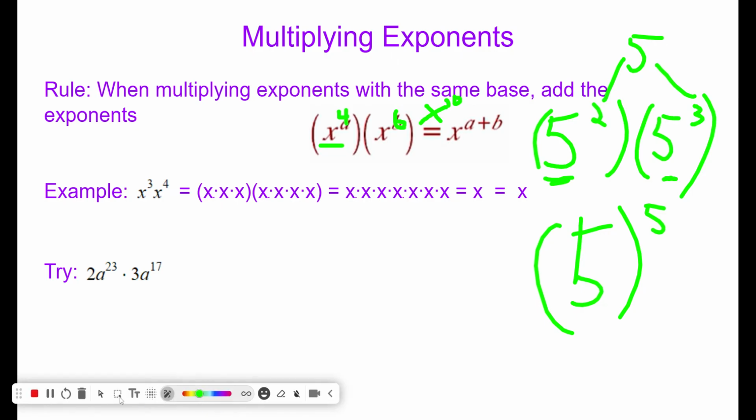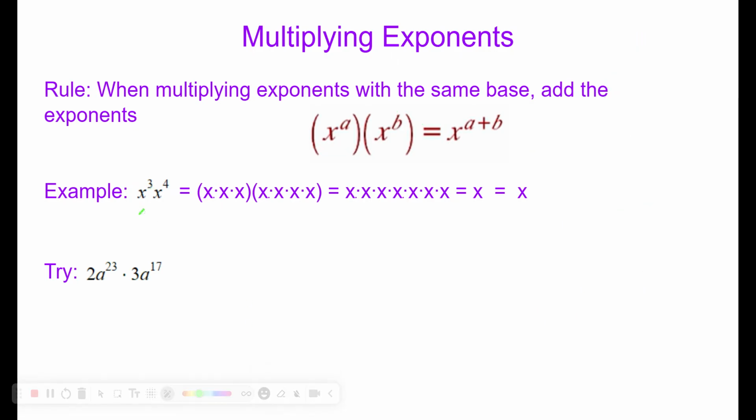Okay. So let's look at a bigger example. Here, x to the power of 3 times x to the power of 4. This is essentially saying x to the third power is x times x times x, multiplying that by x to the fourth power, which is x times x times x times x. That's going to give us 7 x's, x to the 7th power, which is the same thing as x to the third plus 4th power.